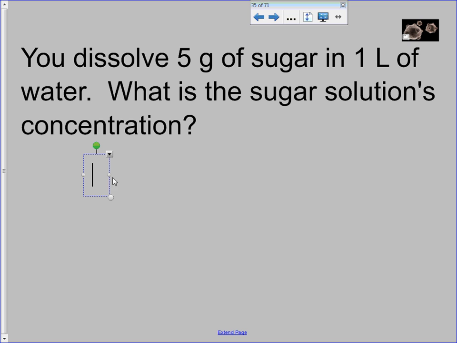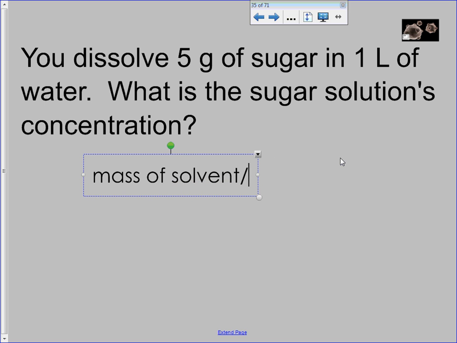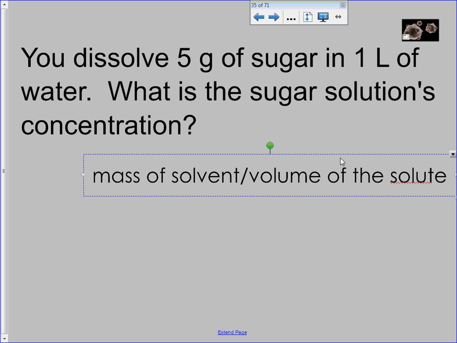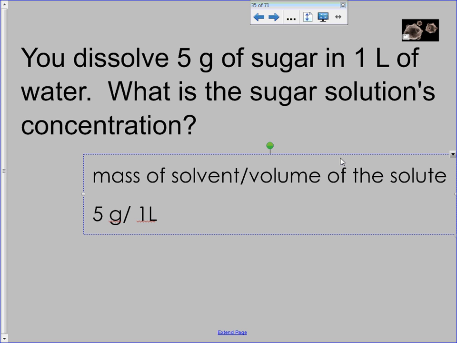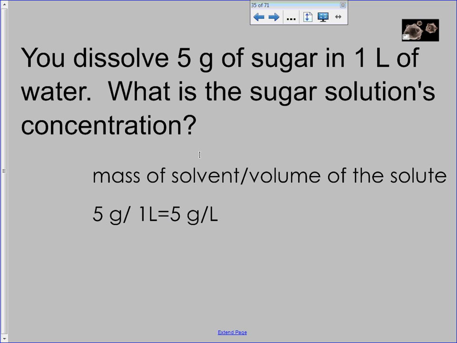So we take the mass of the solute divided by the volume of the solvent. In this case, our mass is 5 grams, and we're going to divide it by the volume, which is 1 liter. And 5 divided by 1 equals 5, and we have to put units: grams per liter. So that's how you do it. You just take the one that has the grams, the solute, and divide it by the volume of the solvent.